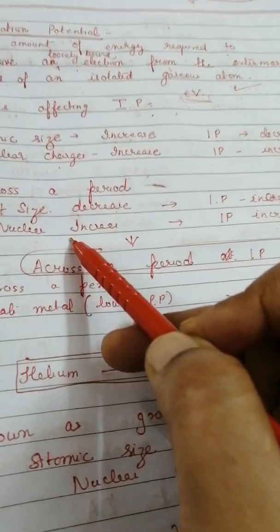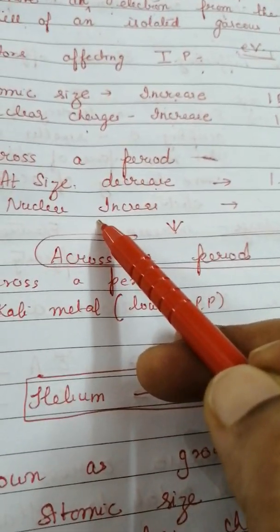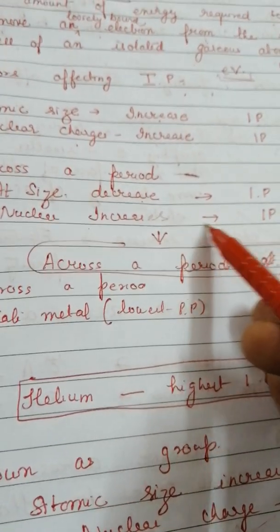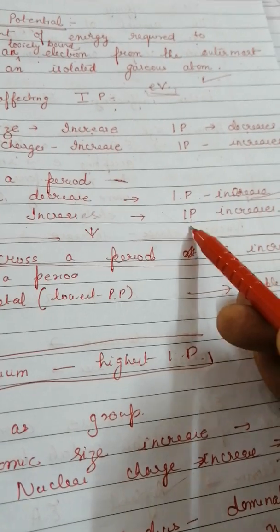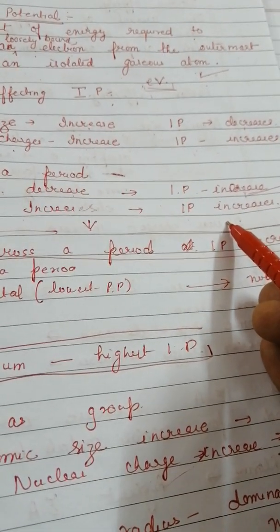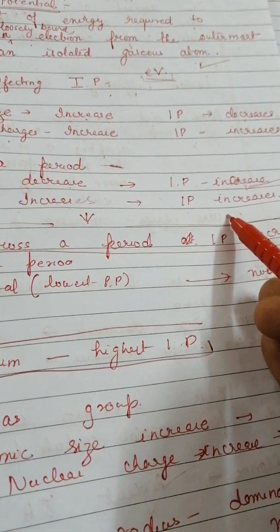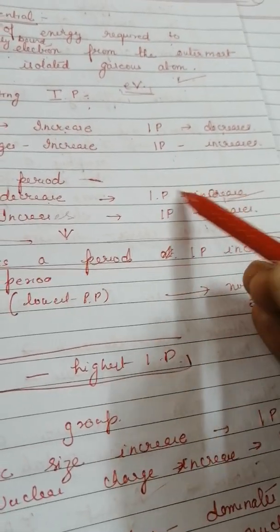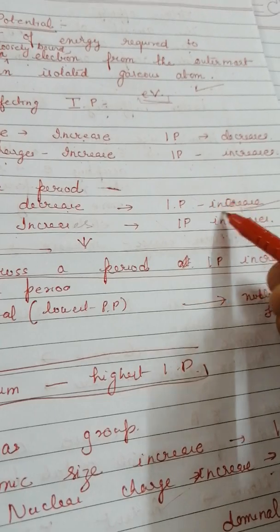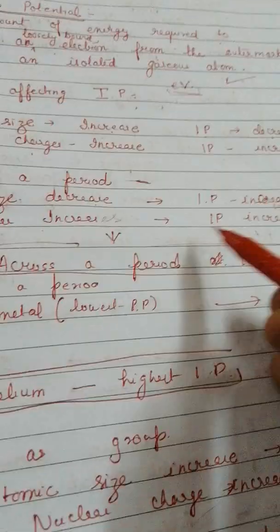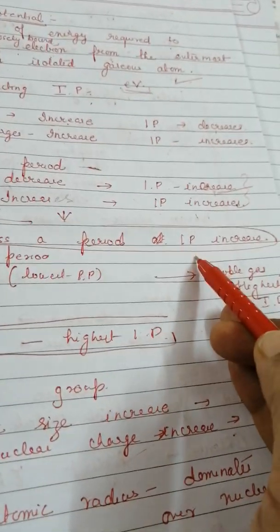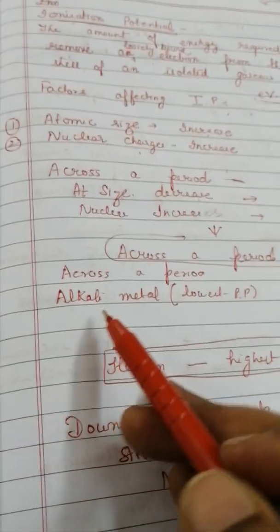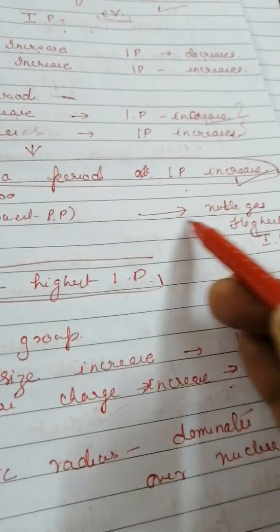Now the nuclear charge increases across a period. We already know this. If the nuclear charge increases, the ionization potential increases. More force of attraction on the outer electron, more energy is required to remove the electron. So across a period, both ways it is going to increase. So across a period the ionization potential increases, from the alkali metals to the noble gases.